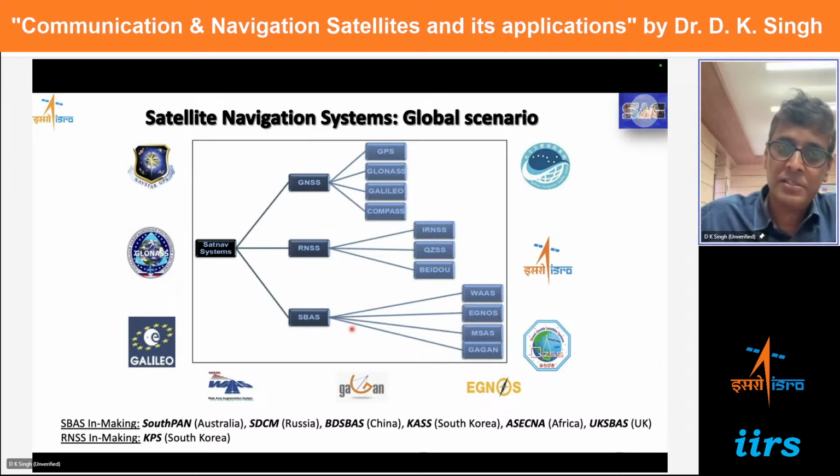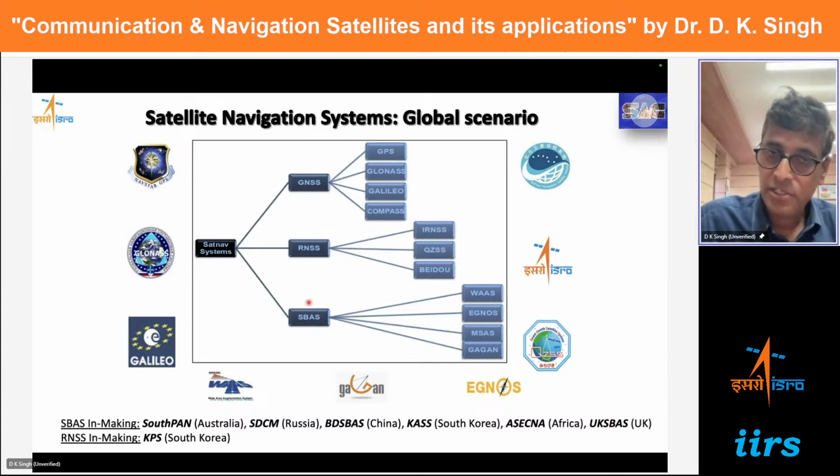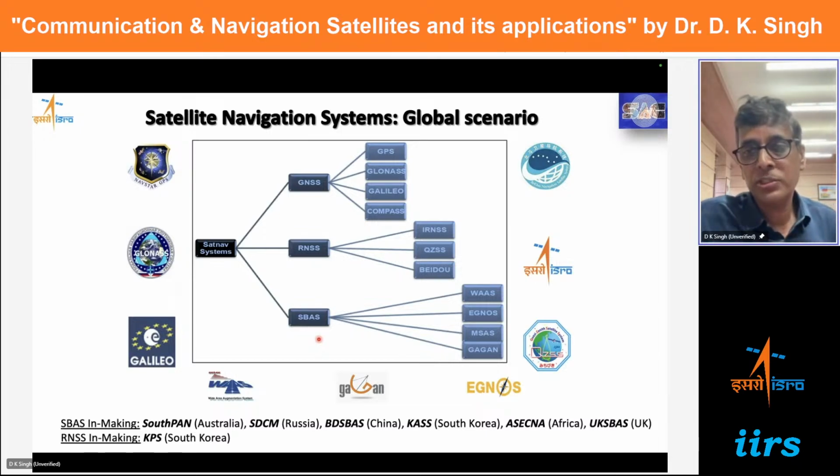Then satellite-based augmentation system. Now, if you want to use the navigation signal for safety of life applications like aircraft navigation, its landing, en route navigation, and many other applications, you cannot directly use these GPS or IRNSS signals. So you need an additional system which is overlaid, which adds certain more information given to the user receiver, so that your confidence in using those navigation signals coming from the primary system improves.